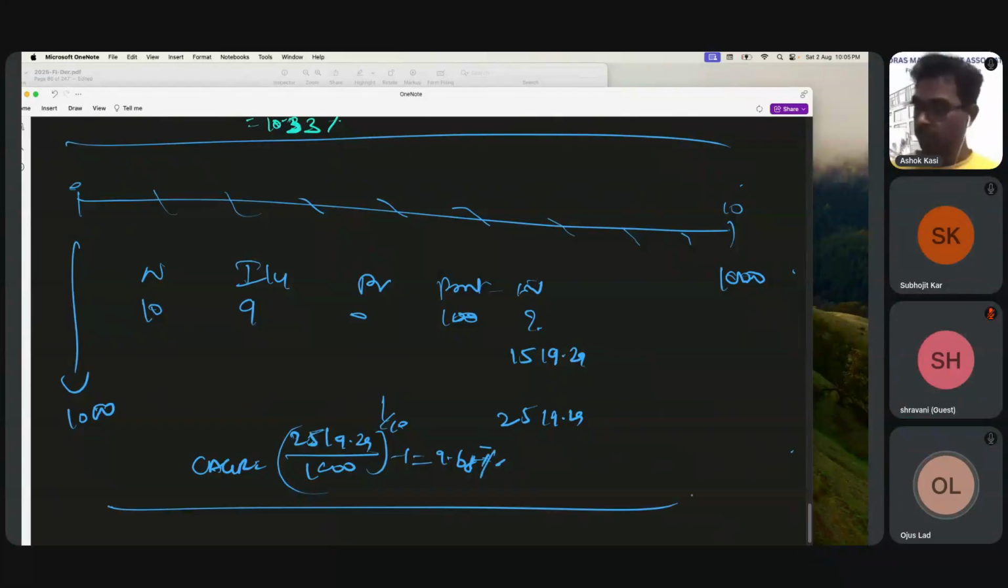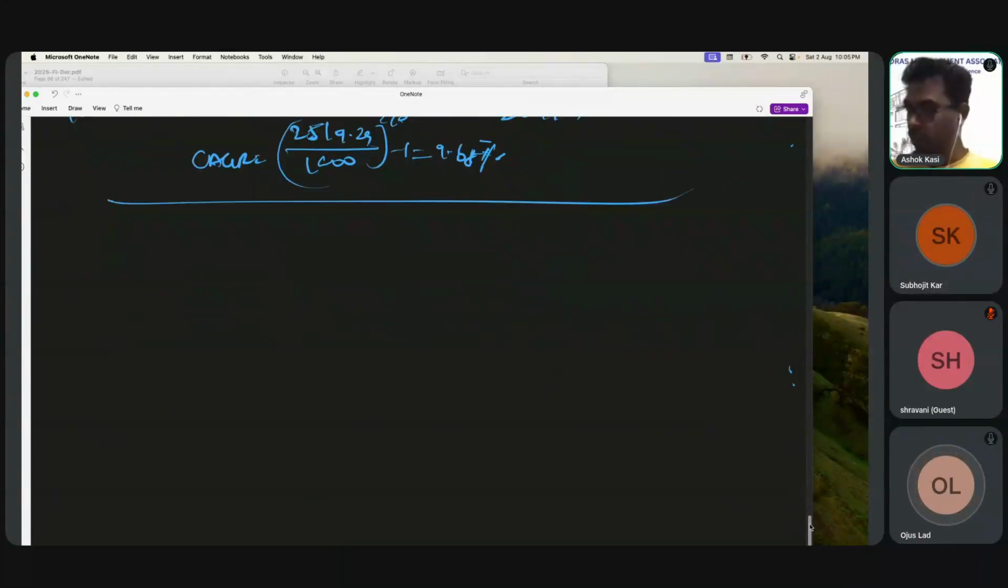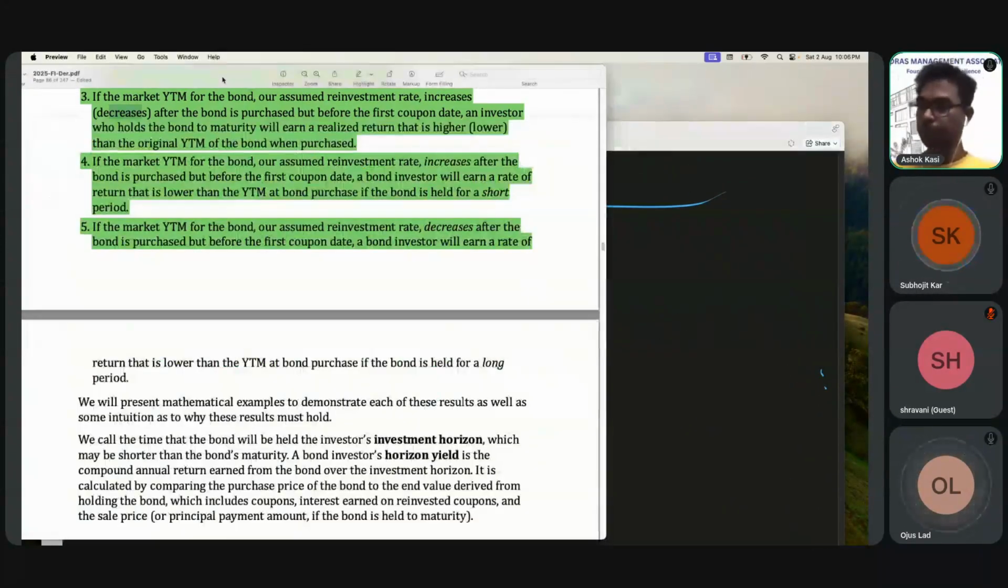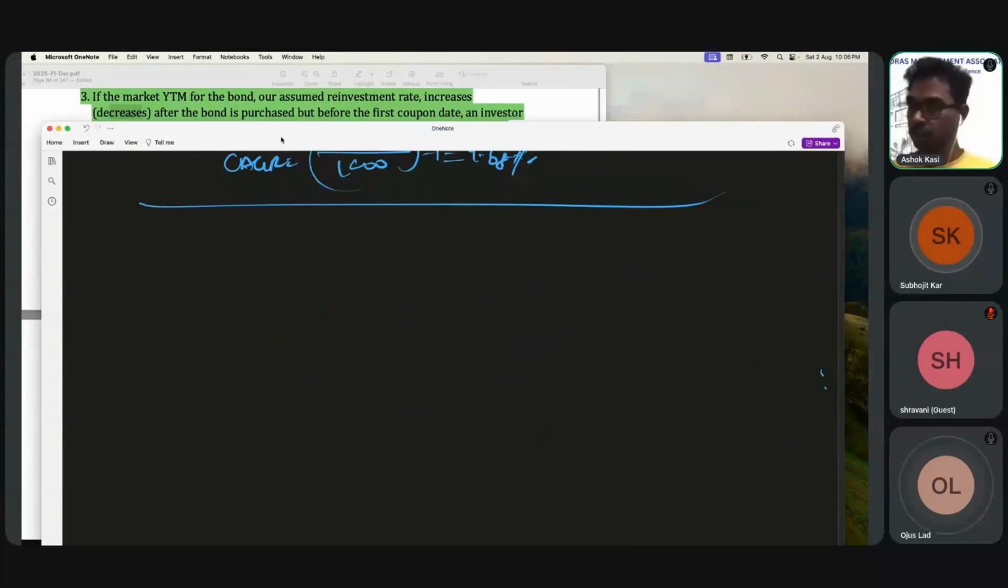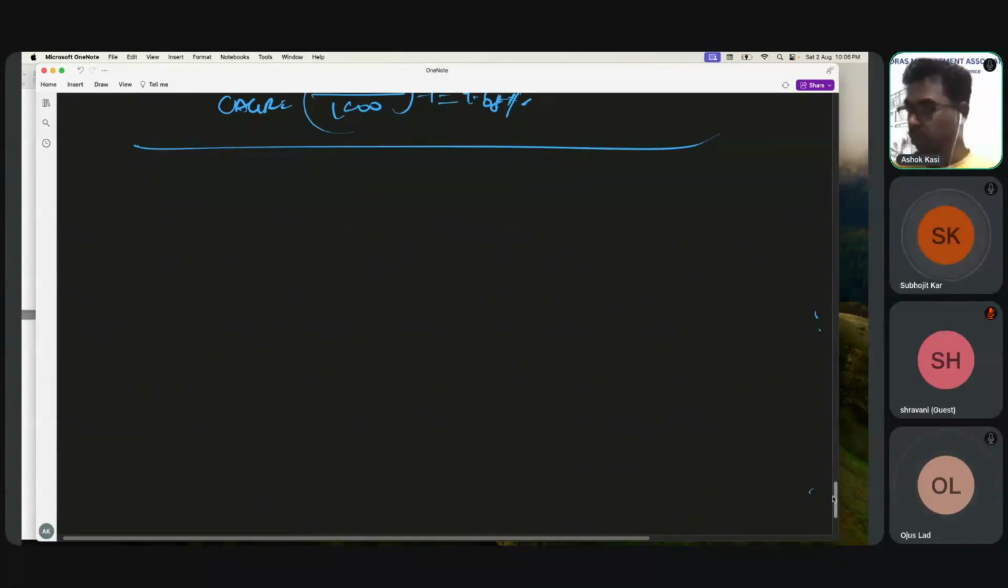You should practice this very well, okay? You will for sure get at least one or two questions from this. Third one is over. Now, fourth one is even trickier. Fourth one is very counterintuitive.